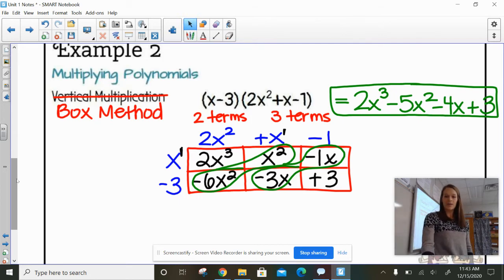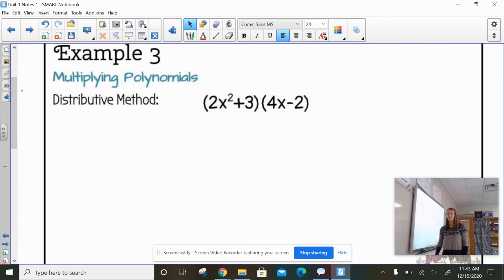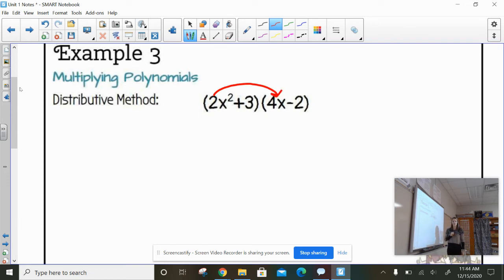Okay, so let's take a look at distribution. So I'm going to flip over to example 3. All right, and show you distribution now. Okay, so when you're going to do distribution, you have to distribute each term to each term in the other thing. So you're going to start with this first term and multiply it by the first one over here. Okay, so 2x squared times 4x. The 2 and the 4 become an 8. X squared times another x will be x to the third. Okay, and then now I'm going to multiply that same term, 2x squared times this negative 2. So the 2 and the negative 2 become a negative 4, and this will just stay an x squared.